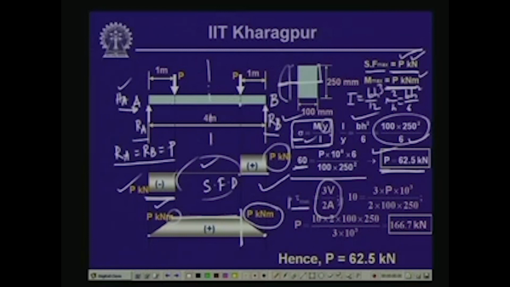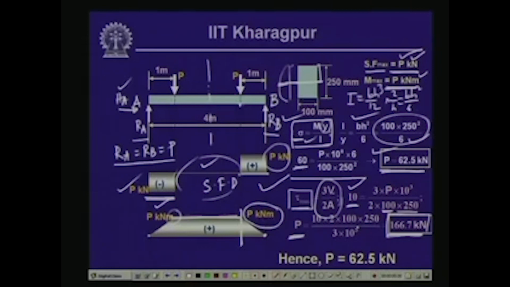Now, the maximum allowable shear stress is equal to 10 megapascal. V we have obtained as P, the maximum value of V, and the cross-sectional area is 100 times 250. So, if we compute from this, the value of P comes out to be 166.7 kilonewton. Now that you have two values of P, you will have to choose the most appropriate one.